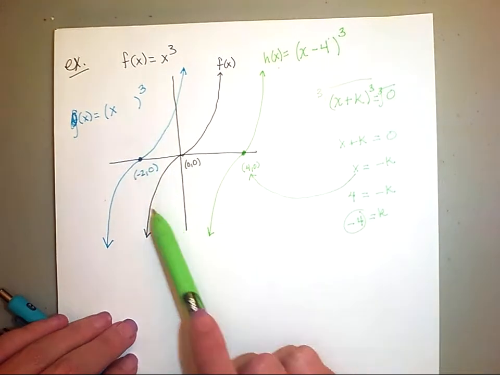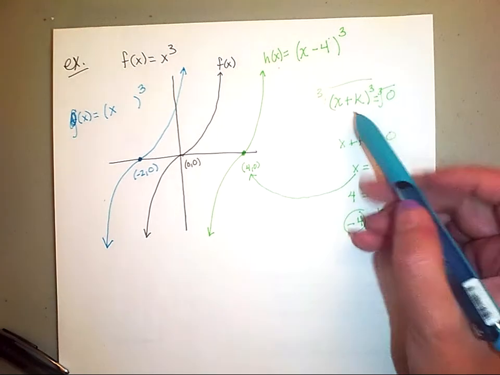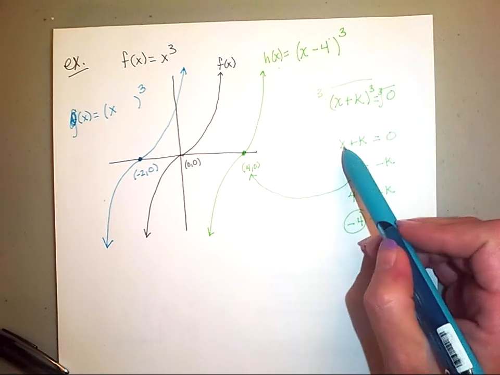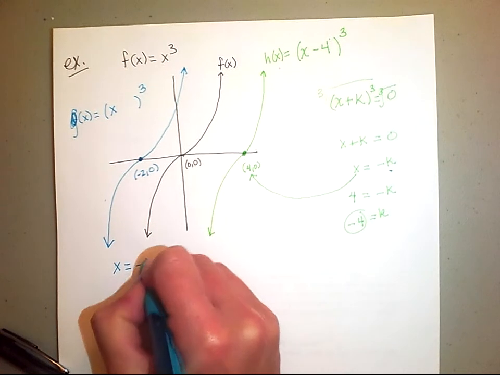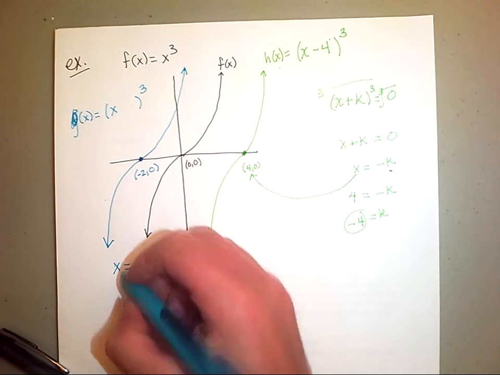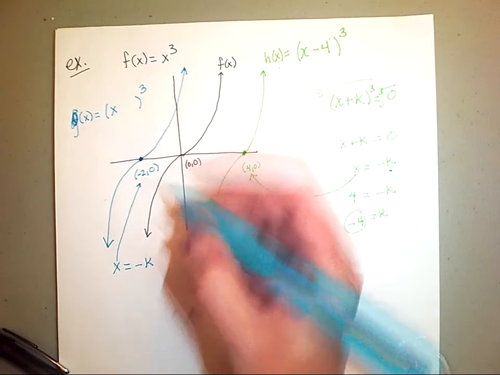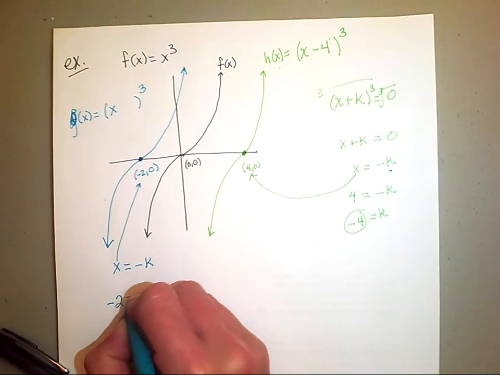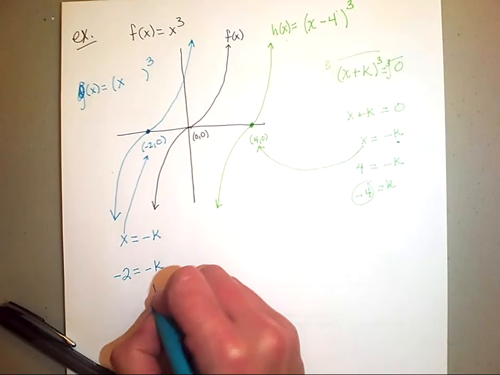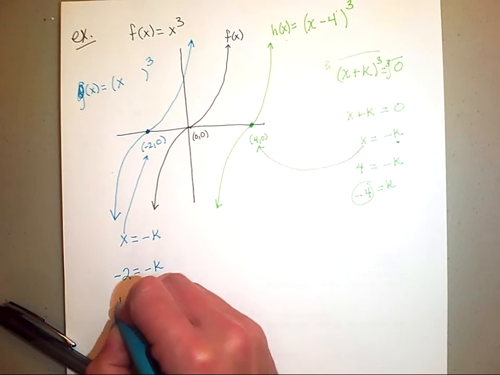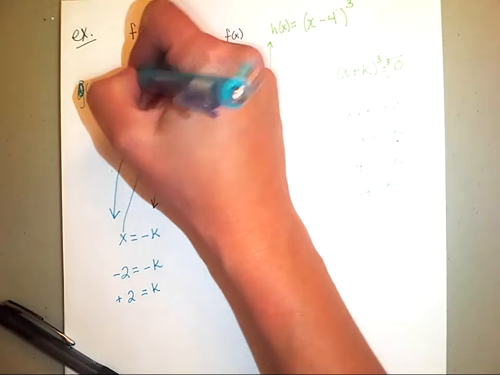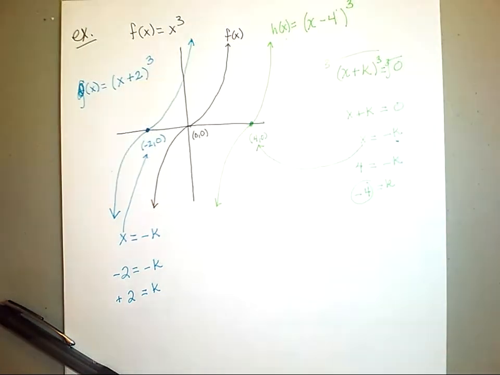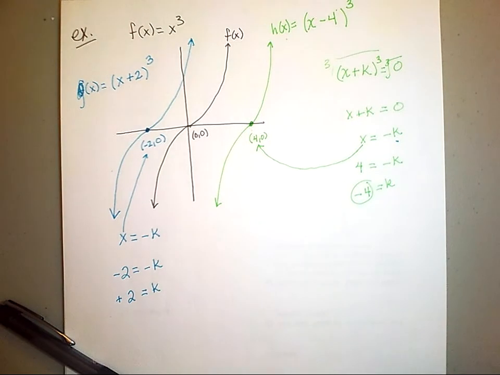Let's try the same trick with over here and finding out what we should do. So if we set the function equal to 0, we get x plus k is equal to 0, so x is equal to negative k. That is still the same. But now it's a different function. So what happens? Well, x is negative 2, so we want to know when negative 2 is equal to negative k, and that's when k is equal to 2, and let's emphasize the fact that it's positive. So what that means then is that this is the function x plus 2 cubed.